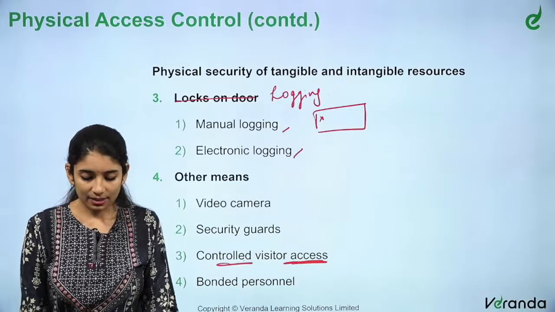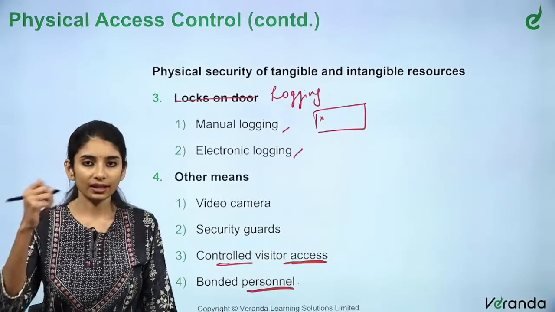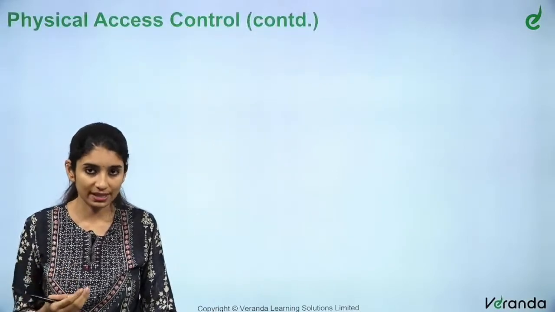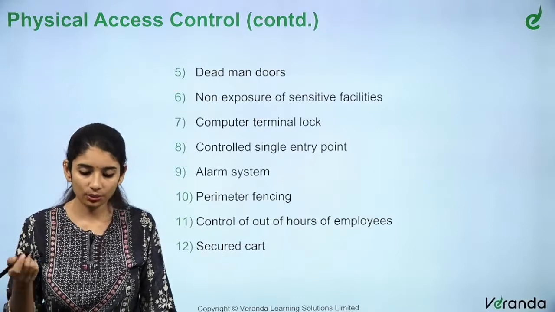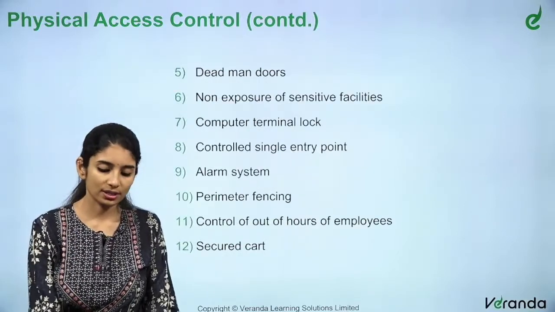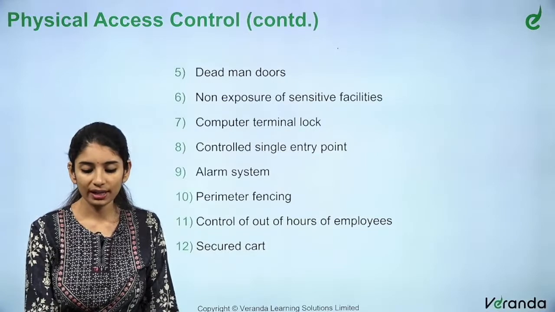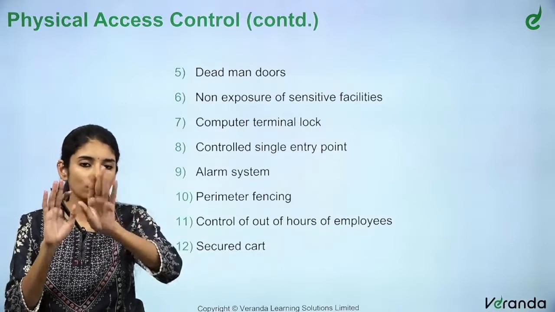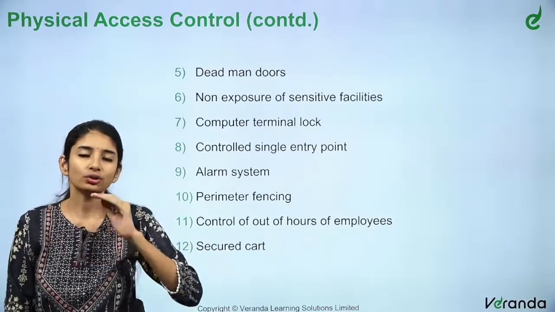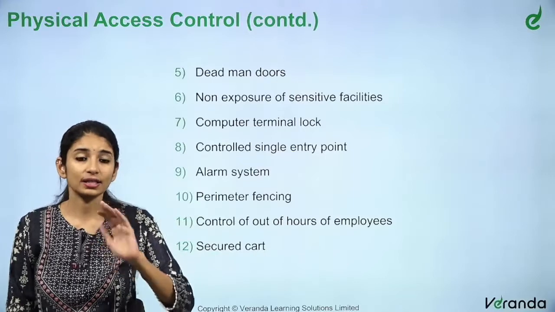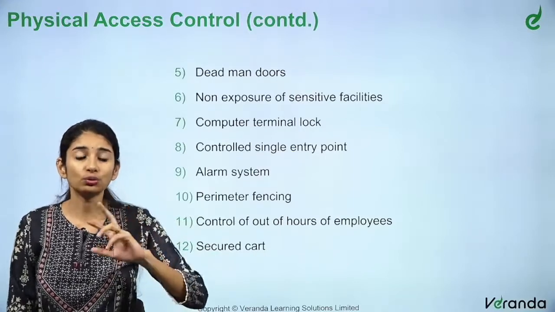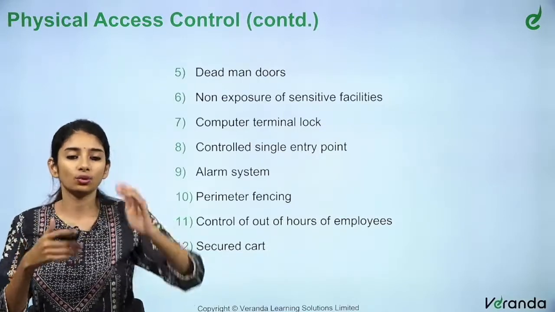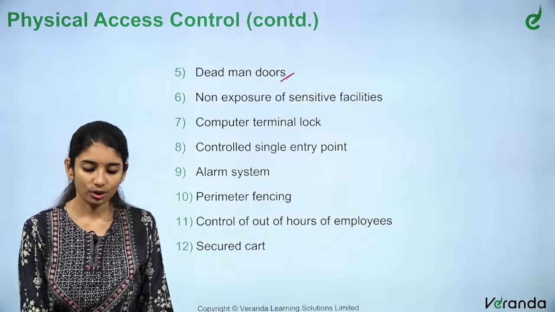controlled visitor access, bonded personnel. Make the staff sign a bond, to minimize the financial damage due to theft of an asset. Make them sign a bond that in case they do that, their jobs will be lost. Dead man doors. Dead man doors are like two doors. Only when one door closes, the other door opens, and between door 1 and door 2, only one man can stand. So, usually computer rooms are given that access. Or bank lockers. Bank lockers have two doors. One is opened and then this closes, and only then the other door will open and you can go in. Dead man doors.